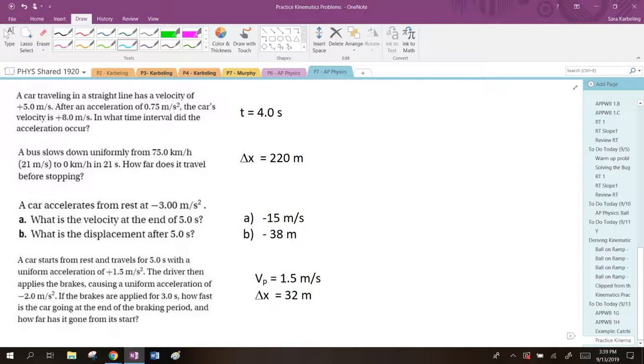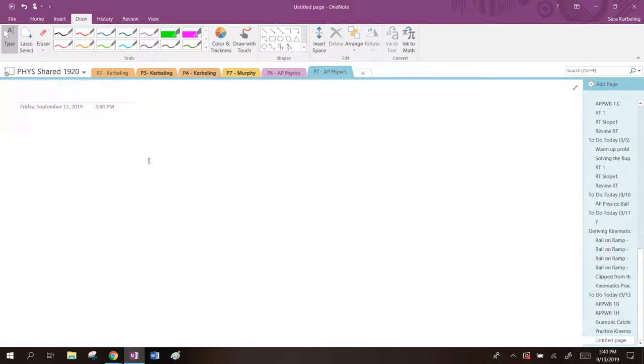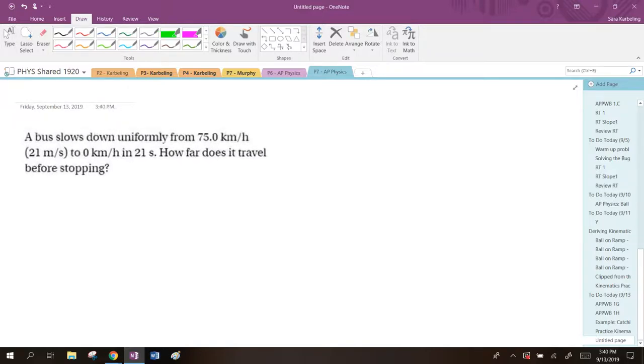Okay, let's do it. I'm going to move it over so that we can do it together. So this is the second problem, the bus slowing down uniformly.